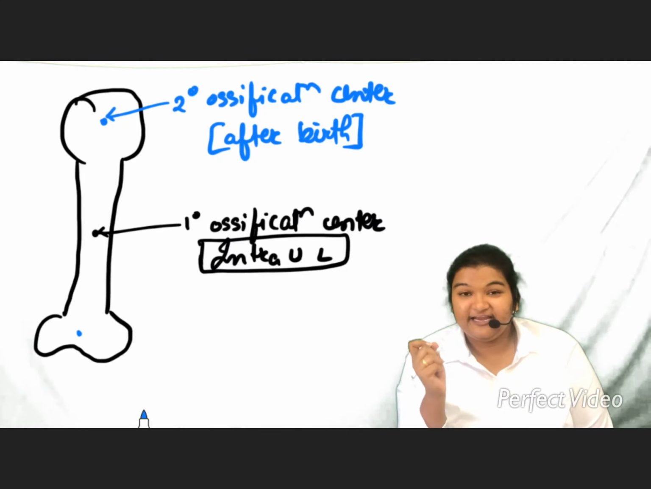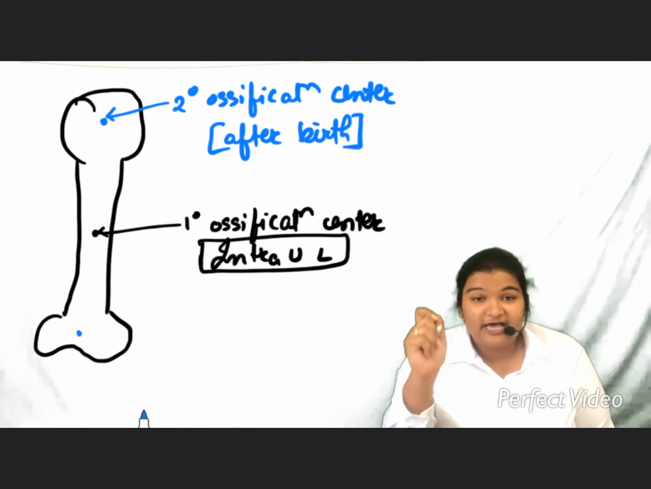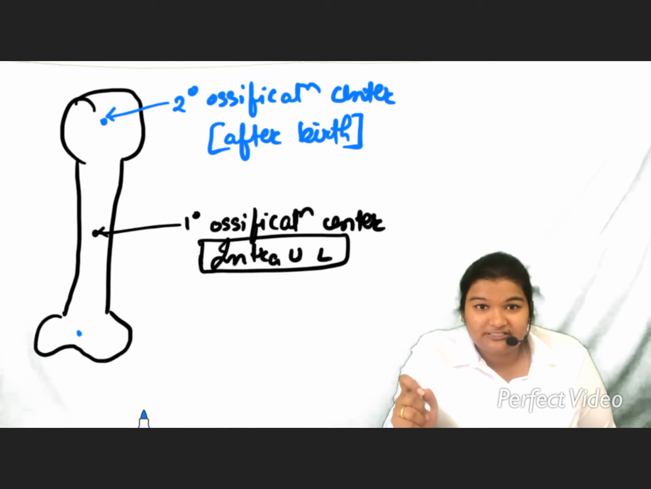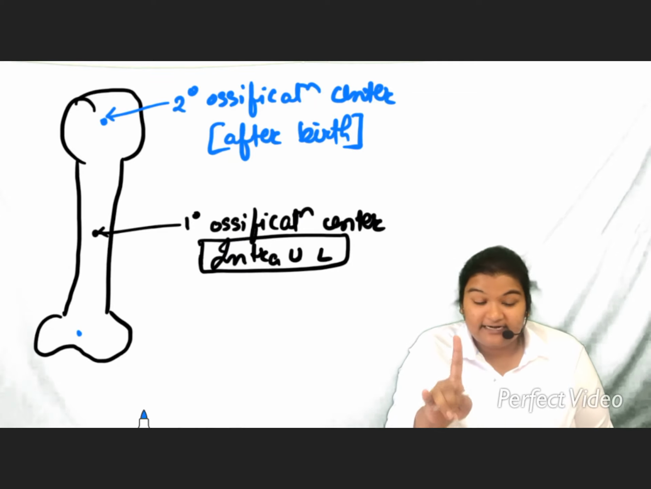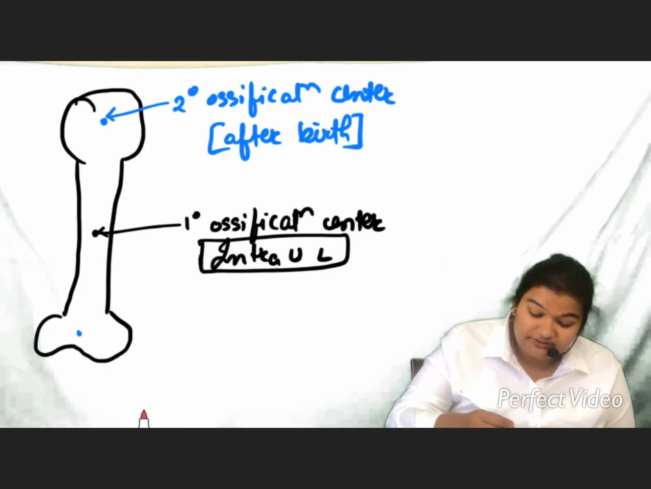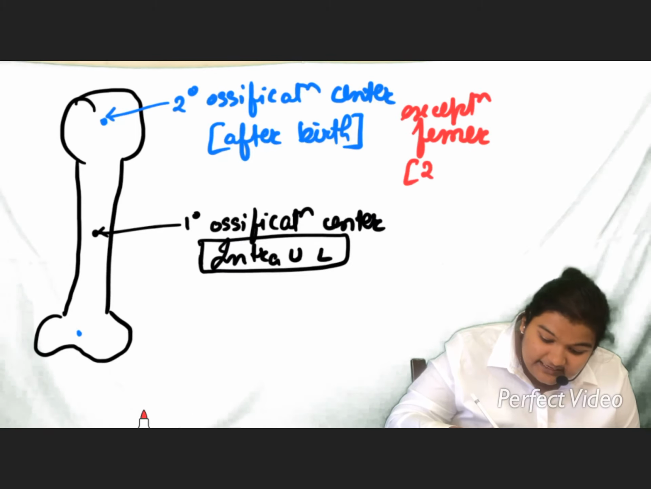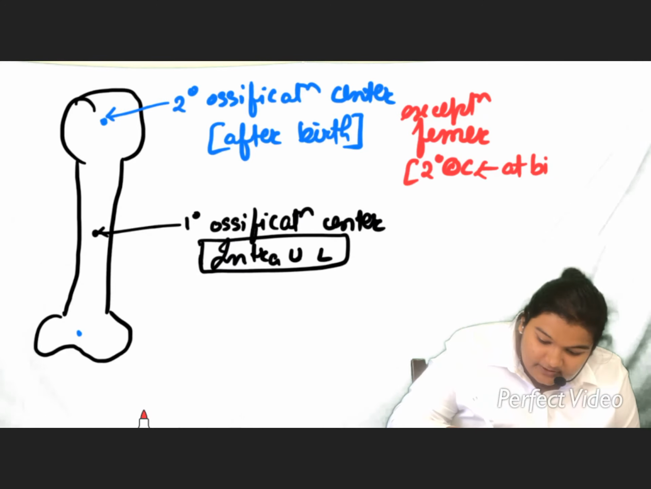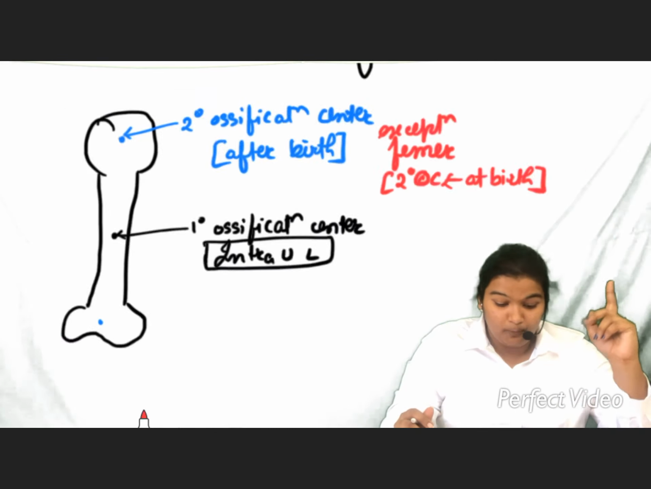But here we get one exception. There is one long bone which has a secondary ossification center present at the time of birth, and that is the femur. So the exception is the femur, where we get the secondary ossification center at birth. So these are the ossification centers present in bone.